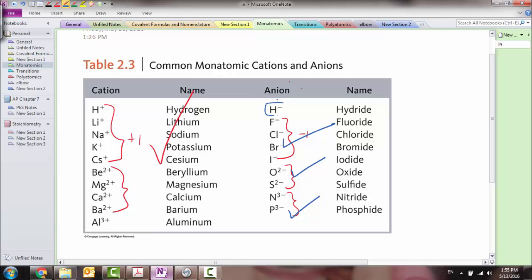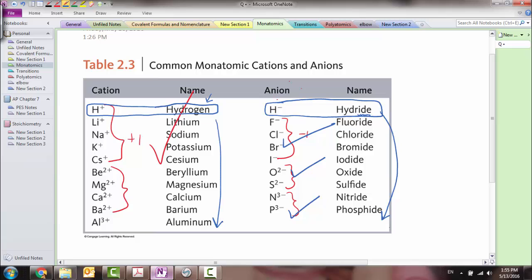It is worth noting that hydride exists. Now notice that hydrogen also had a +1 possible charge. Hydrogen's kind of special. It can go either way. It can become positive or negative. If it becomes positive, it maintains its name, just like all the other positives maintained their name. If it forms a negative ion, look at the ending. It ends in "ide," just like all the other negative ions formed an "ide" ion in their name.